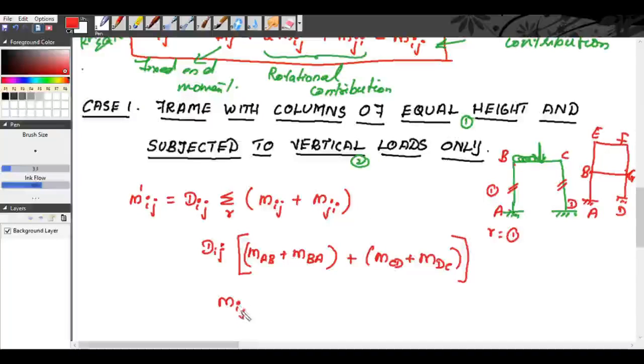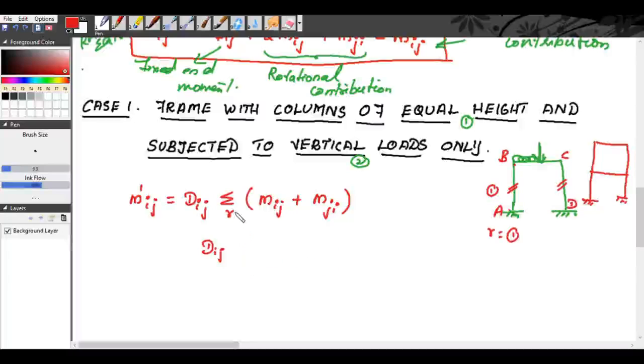See, we know how to calculate Mij. This is rotational contribution, right? Rotational contribution will be equal to Rij, rotational factor, into summation of Mij, that is a summation of all the members meeting at that particular joint. This is how we have calculated in the previous steps. So the rotational contribution calculation is different for all the three different cases. So remember M dash of ij, the displacement contribution, will be equal to distribution factor multiplied by the summation of Mij plus Mji, where R is the story level and Mij means AB for this story. So what are the columns? You have to consider all the columns in that particular story.